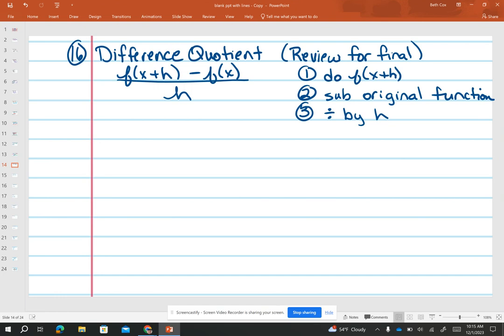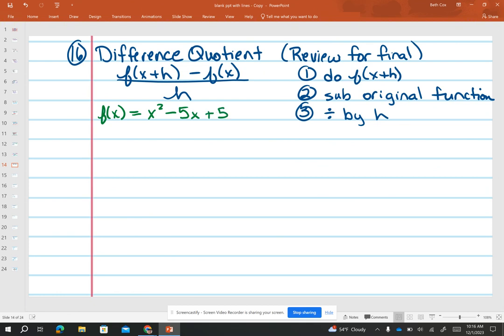Now remember, it is 3 steps. The first step is to do the f of x plus h. Then you subtract the original function. And then you divide everything by h. So don't forget how to do this one. And the actual problem we're going to do is, took me a minute to find it, f of x is equal to x squared minus 5x plus 5.